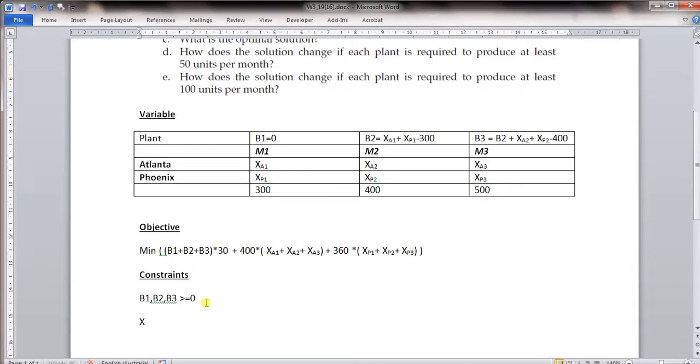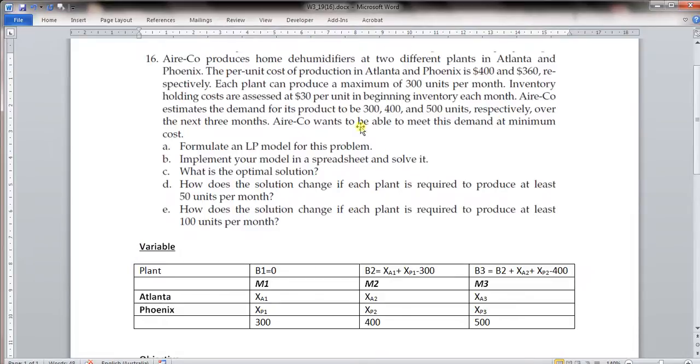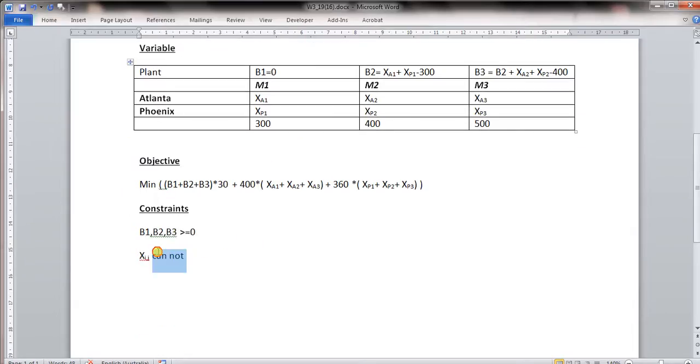X i, comma j cannot be more than 300. Each plant can produce only a maximum of 300. Should be less than or equal to 300. And this should also be greater than or equal to 0. Units produced cannot be less than 0.